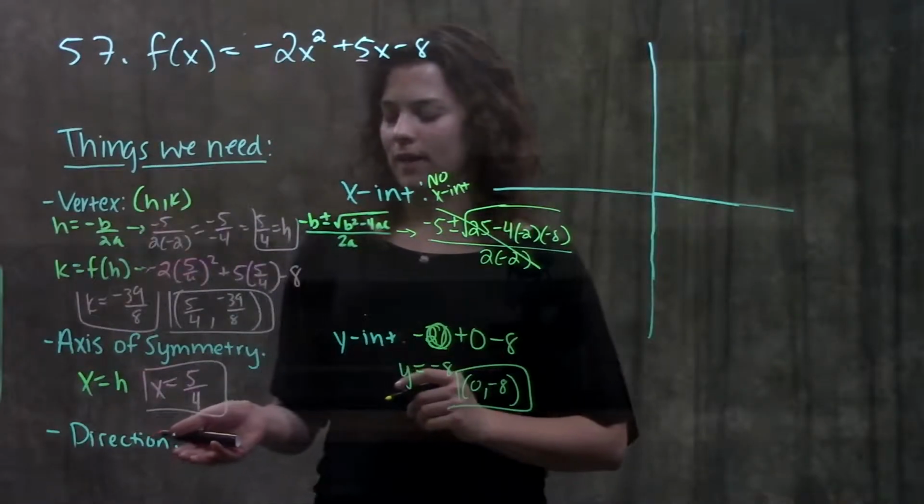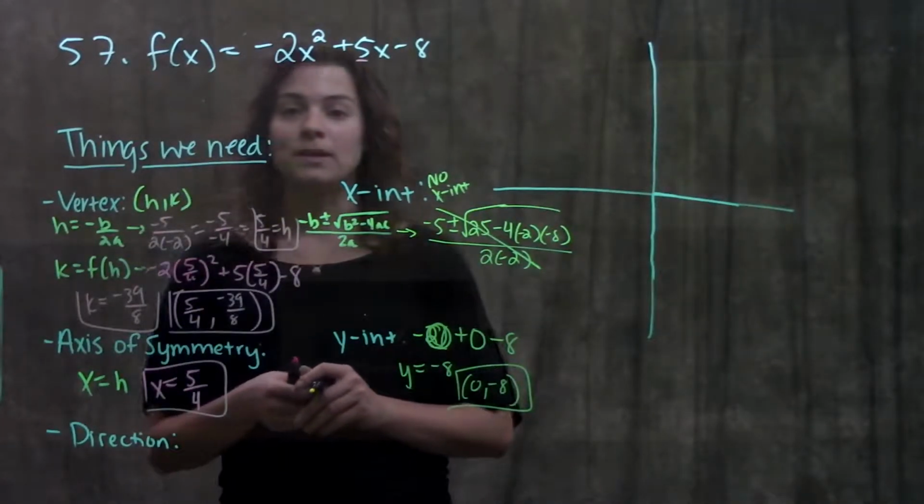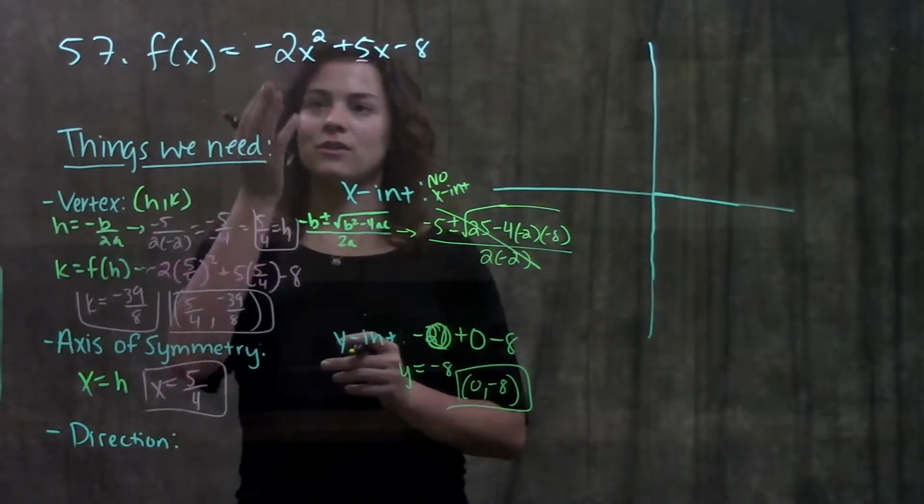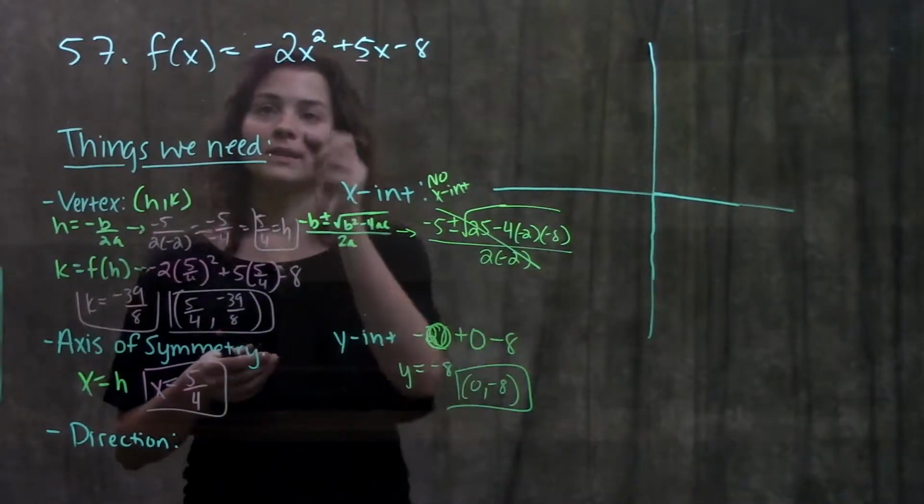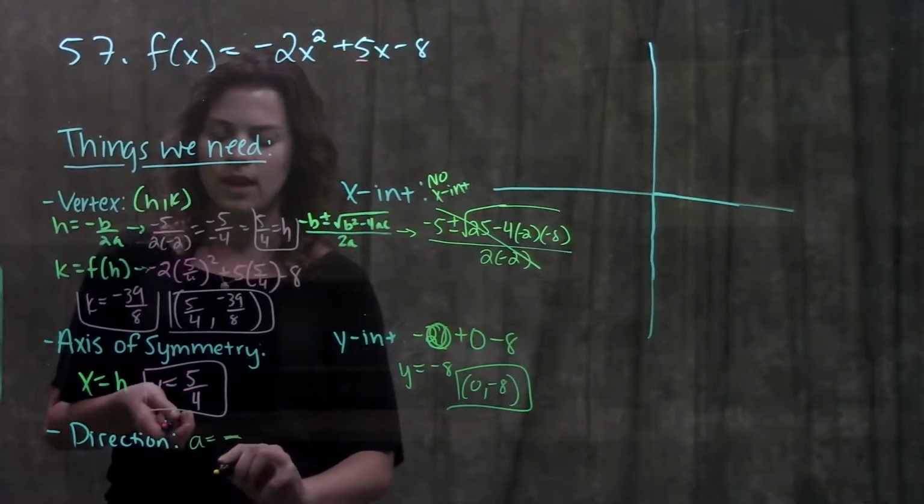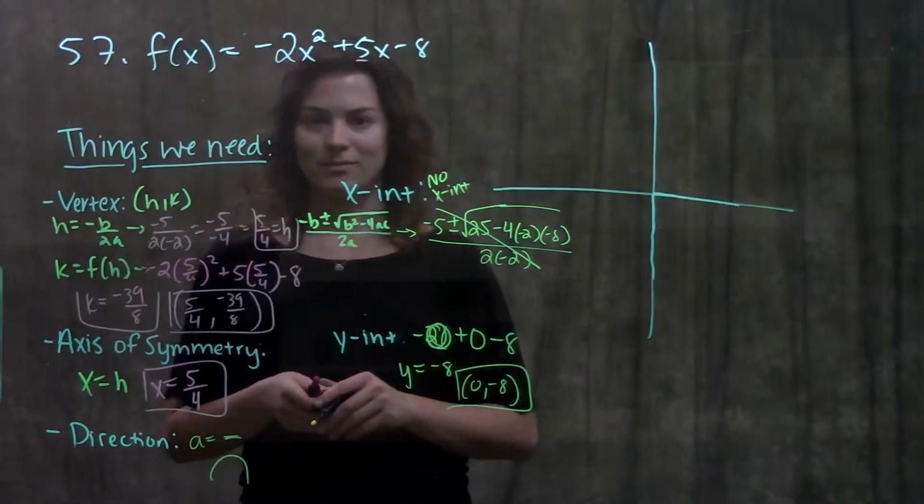And the last thing we're going to find is the direction of this parabola. Is it opening up or is it opening down? To find that, you just look at your a value. So this leading term is negative. So since a is negative, that means that it's opening down like that.